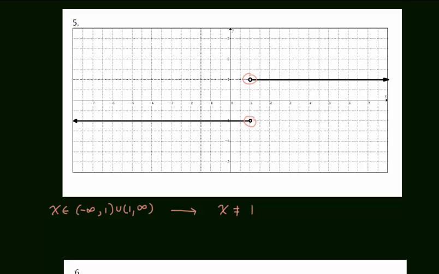For the set notation, we can say x such that negative infinity is less than x is less than 1, or 1 is less than x is less than infinity. Or we can say x such that x is not equal to 1.